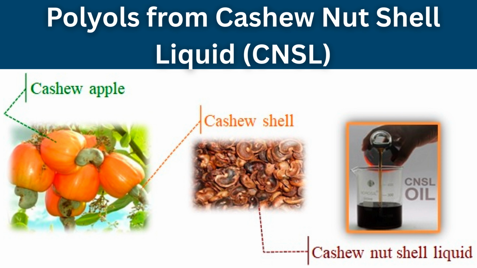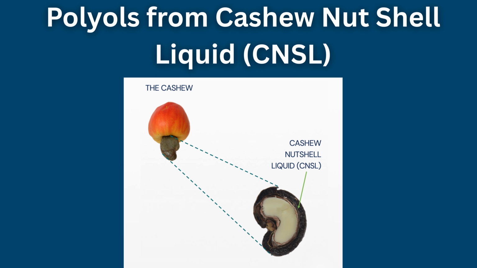Polyols from cashew nut shell liquid, CNSL, building blocks for bio-based additives and polymers. The increasing demand for sustainable materials has intensified research into renewable feedstocks for polymer synthesis. Among these, cashew nut shell liquid, CNSL, has emerged as a particularly attractive and industrially relevant bio-based resource.